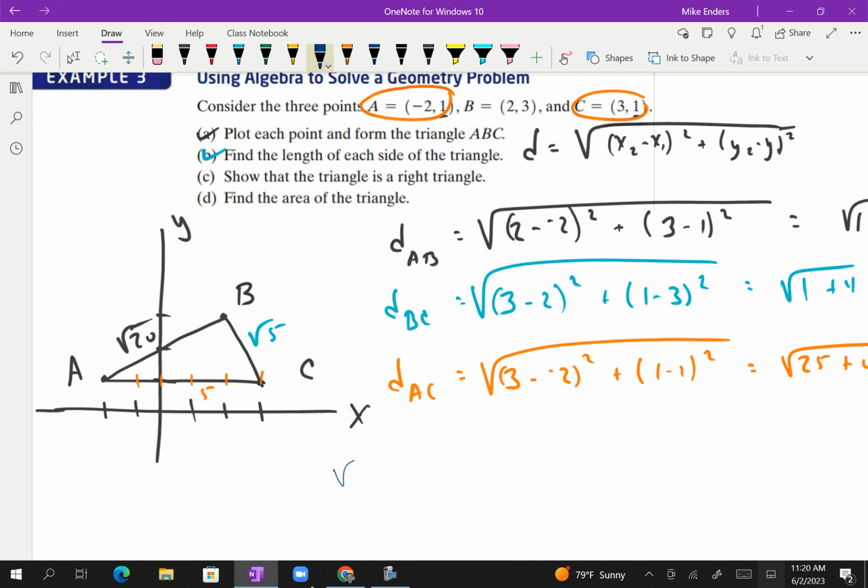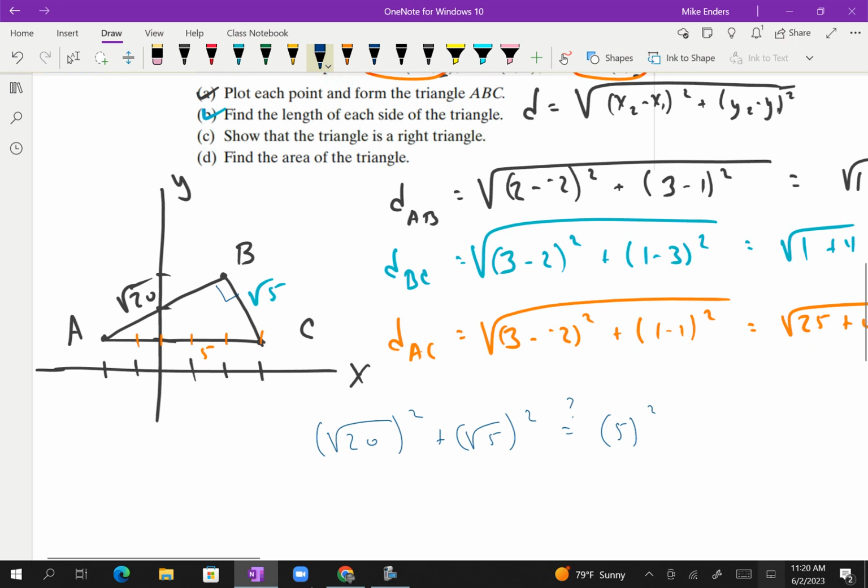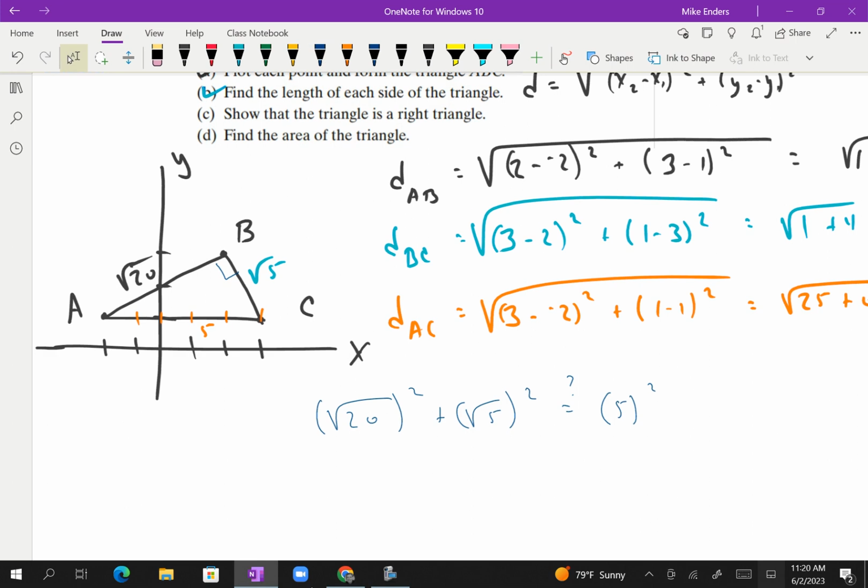Let's see, we've got the square root of 20. Here we go. So I have the square root of 20, and we're going to take that and square it. We're going to add to that the square root of 5 squared. And we're checking, is this the same as 5 squared? Because what we're checking here is it appears as though this would be the right angle. And so is that a right angle or not? Well, if this holds true, then we've got it.